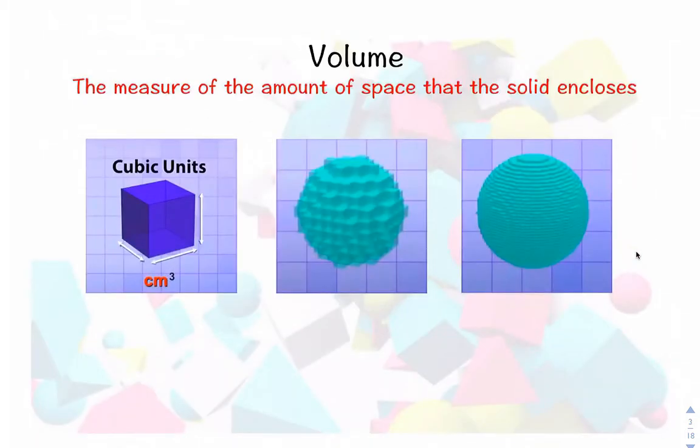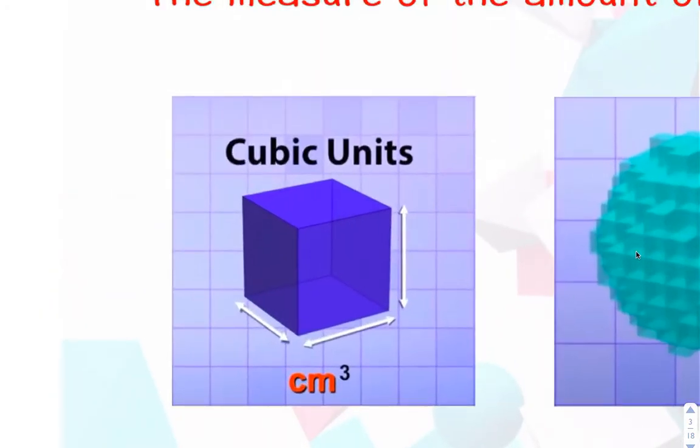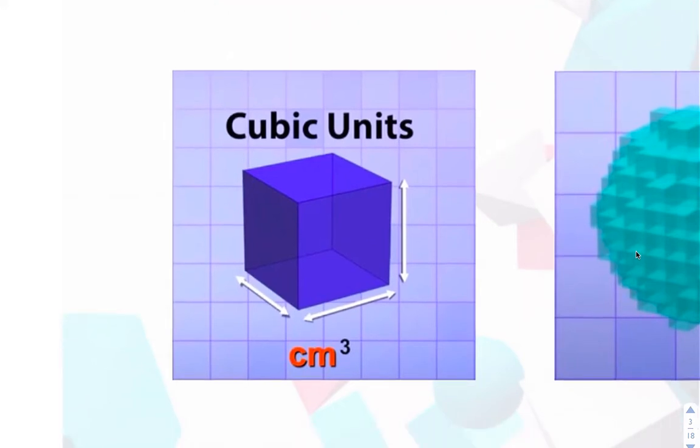Okay, so quick recap. What is volume? Volume is the measure amount of space that the solid encloses. So how much space is inside that object? Okay, as you recall from his video, we measure that in cubic units. Okay, so if I have a 1 by 1 by 1 cube here, let's say in centimeters, I would have centimeters cubed, or inches cubed, or yards cubed.